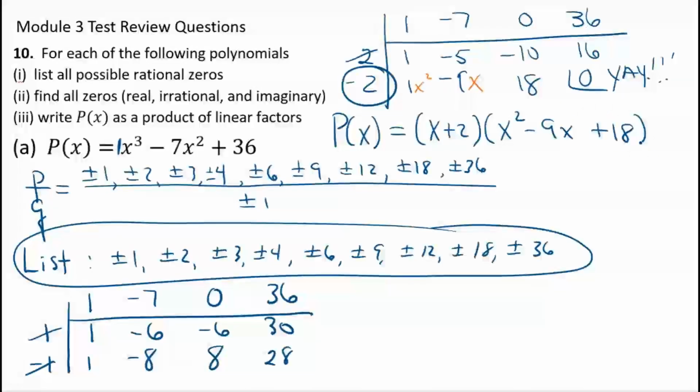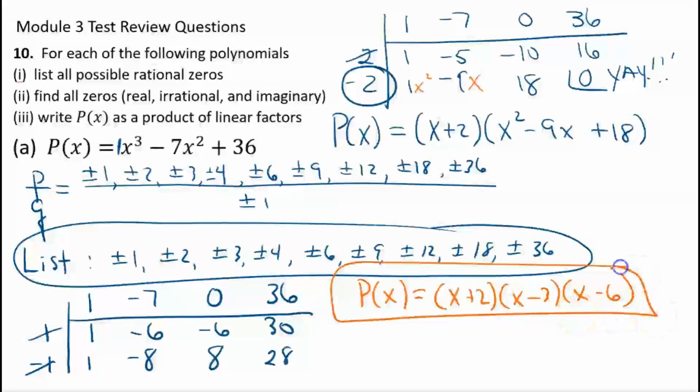Does that factor? Are there numbers that multiply to be 18 and add to be negative 9? There are, and I'm going to continue in orange just so you can follow. So I'm coming bottom right of the screen. P of x equals x plus 2 times, multiplies to be 18, adds to be negative 9 is x minus 3 times x minus 6, right? Hey, that's already the answer to C.